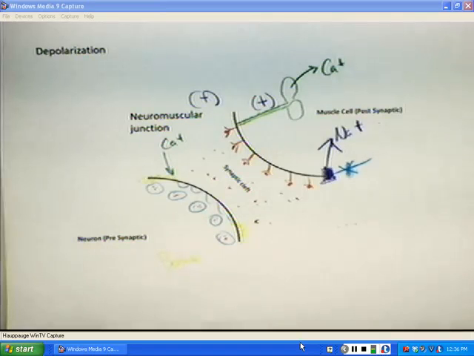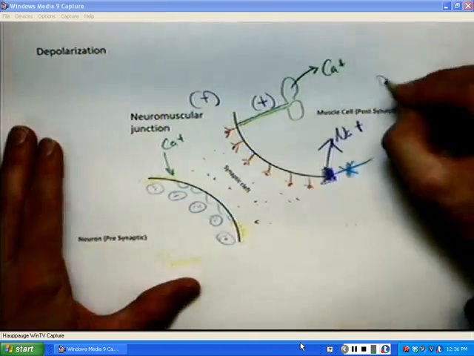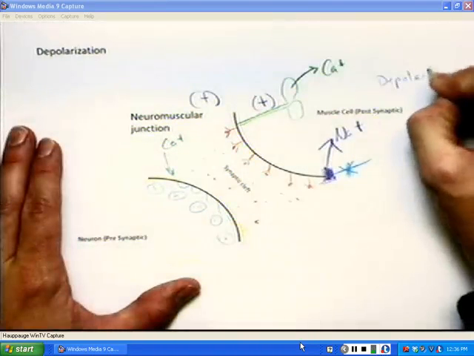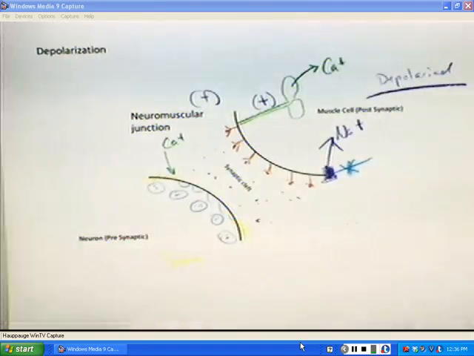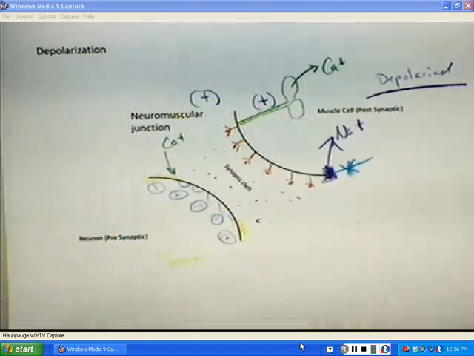Because of the change, calcium will bind to troponin. Troponin will cause the change in conformation of the troponin-tropomyosin complex, exposing G-actin. So G-actin can bind to the myosin heads, causing contraction. And once this happens, the cell has been depolarized. This is a depolarized cell. It is depolarized, a depolarizing action potential. The action potential causes release of calcium.